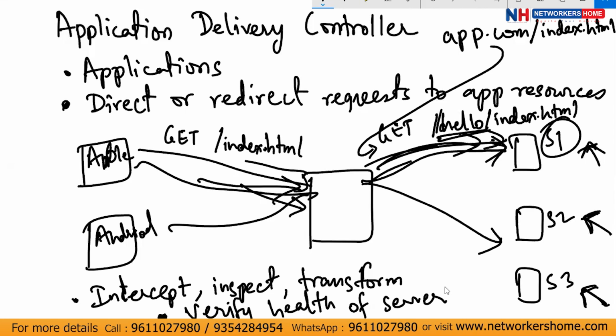Then your ADC also has the capability to verify the health of the server, because there is no meaning of sending the application traffic to a server which is actually down. So your load balancer needs to make sure that the server the request is going to is in a healthy state. On a periodic basis, it performs a health check of the backend servers. And only when it finds that the server is in a healthy state, it then sends the application traffic towards it.